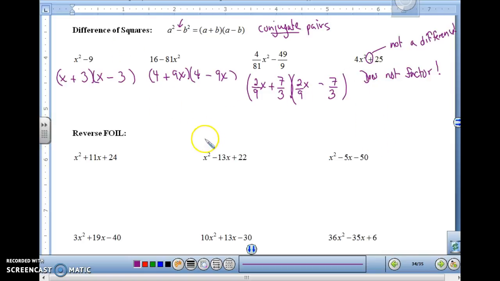For difference of squares, you're looking for a two-term polynomial. Both of the terms are perfect squares, and there is a minus in the middle, and then you can apply the conjugate pairs: a squared minus b squared equals (a plus b)(a minus b).